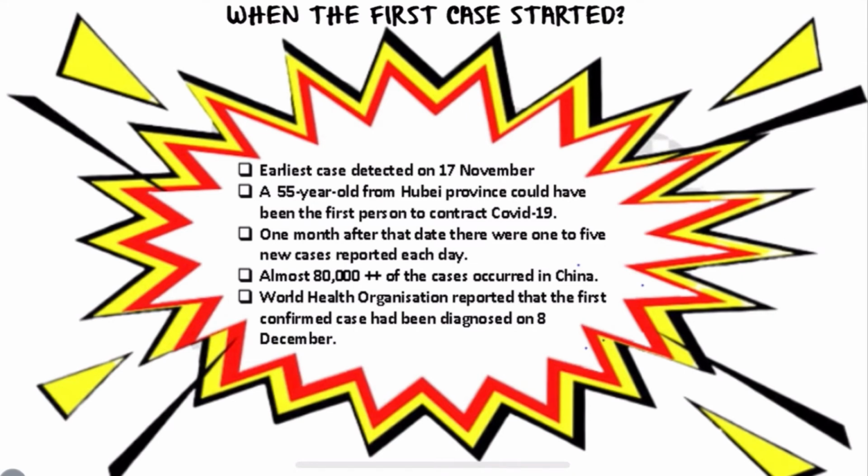When did the first cases start? It started when the earliest case was detected on 17 November. A 55-year-old from Hubei province could have been the first person to contract COVID-19. 1 month after that date, there were 1 to 5 new cases reported each day. Almost 80,000 of the cases occurred in China. The World Health Organization reported that the first confirmed case was diagnosed on 8 December.